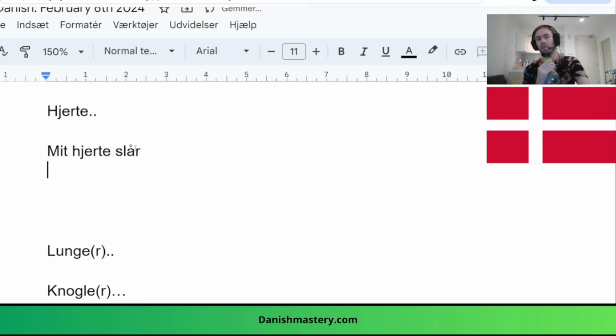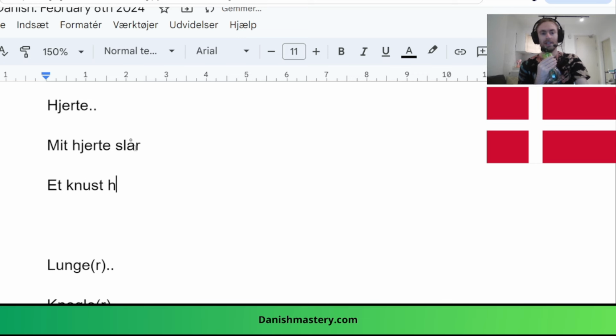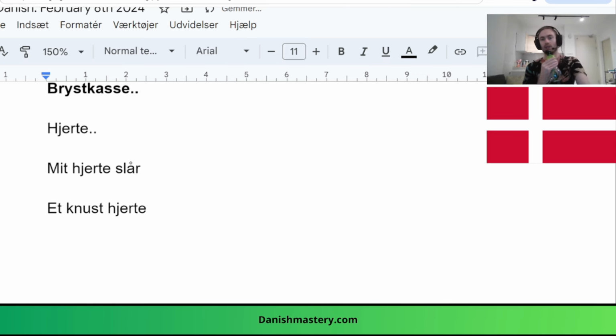Yeah, like I said, there's a million expressions with hjerte and hjertegod, hjertevarm, hjertesag. So many expressions and compound words, and there's a lot of stuff to cover with hjerte. Et knust hjerte. Maybe you can guess what it is from the context. Et knust hjerte. That is of course a broken heart. Okay? Et knust hjerte. Yes.